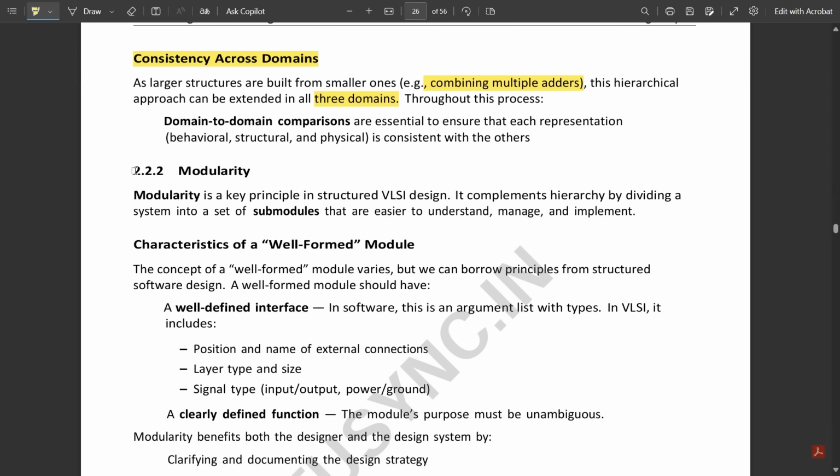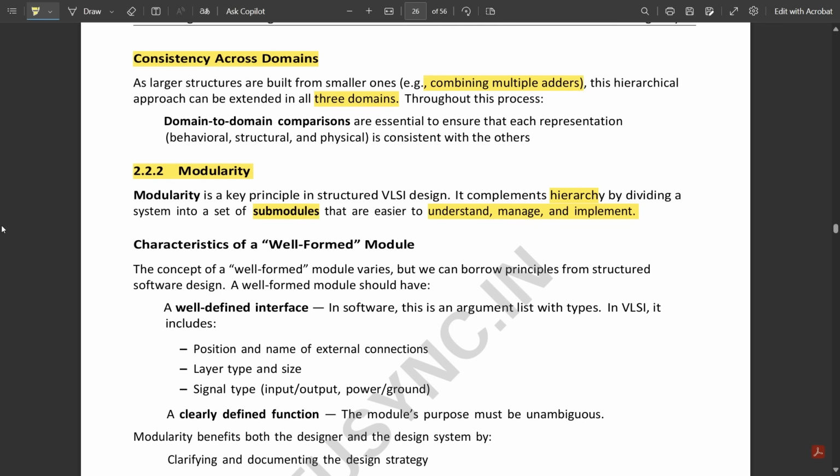The next one is modularity. Modularity is a key principle in structured VLSI design. It complements the hierarchy by dividing the system into a set of submodules that are easier to understand, manage, and implement. It is a key principle, and it is the complement of hierarchy.